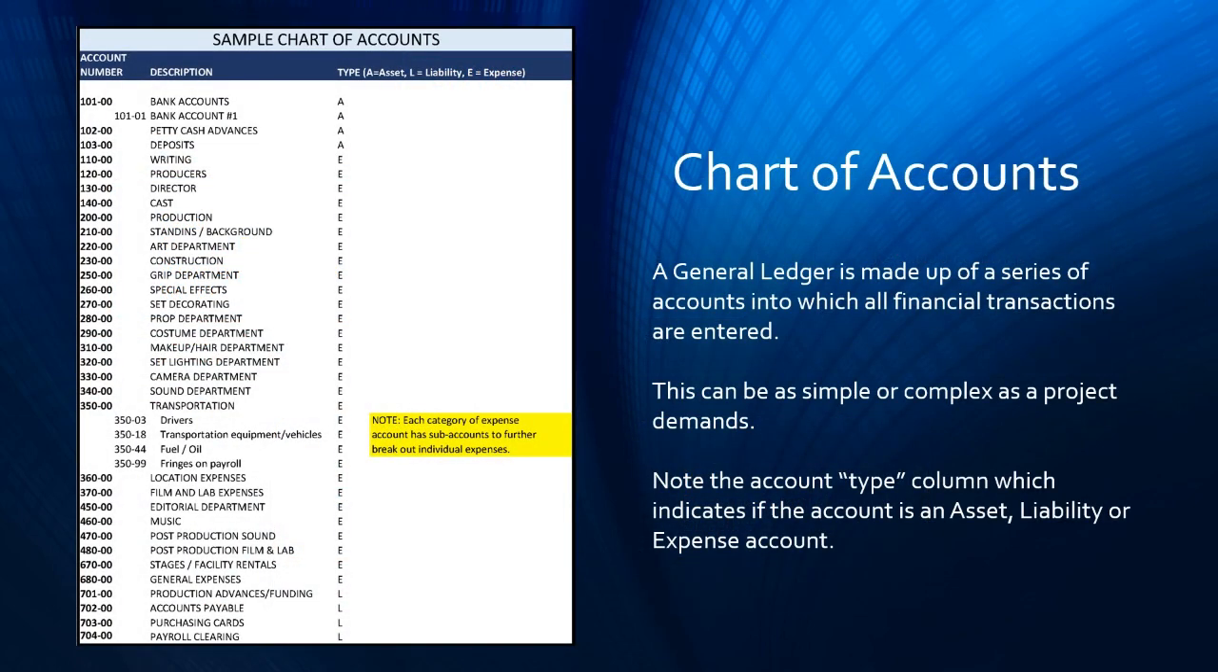Transactions are coded into accounts to separate and organize entries in the general ledger. Using this example of a chart of accounts, the bank account, an asset, is account number 10101 and appears on the balance sheet. Accounts payable, a liability, is account 70200 and also appears on the balance sheet. Fuel is in account 35044 and is an example of an expense account, and expenses appear on the cost report. Placing transactions in specific categories allows us to more accurately track where costs occur and how they compare to the budget.